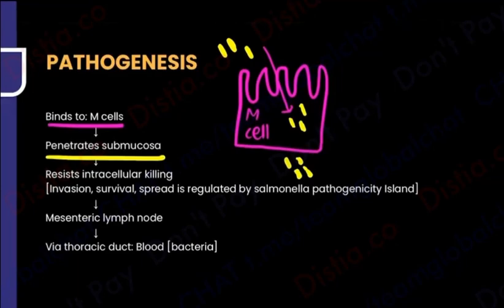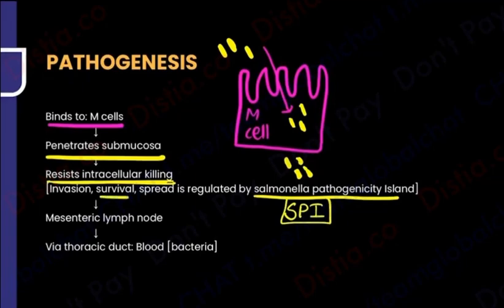You will say, okay, ma'am, the submucosa has a lot of macrophages. Will they kill the Salmonella? No. It will resist the killing. Why? Because it has SPI, the Salmonella Pathogenicity Island. It has a Salmonella Pathogenicity Island, which will make sure that no one can kill it. It can survive, it can spread, it can invade. So basically the strength of Salmonella is the Salmonella Pathogenicity Island, which allows it to spread, to invade, not to get killed, for survival. And ultimately from the submucosa, it's going to go into the lymph nodes.